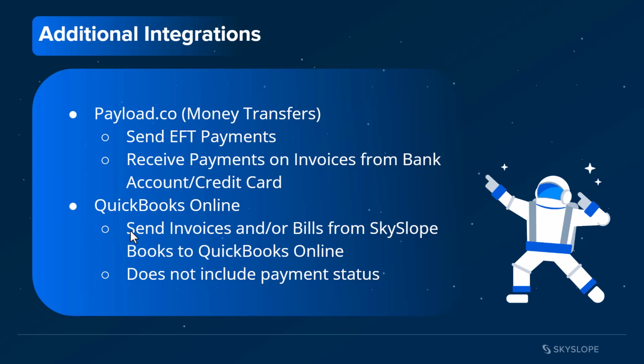You can send invoice and or bills from SkySlope Books to QuickBooks Online. You can set that up as an automatic send, or you can set that up so that you manually push the invoices or bills over. One thing to note, it does not include payment status, and you'll notice we said QuickBooks Online, so it's only available for QuickBooks Online. So let's go ahead and review the setup for both of those. Again, in the article, there's links to step-by-step detailed instructions for setting up both of those.